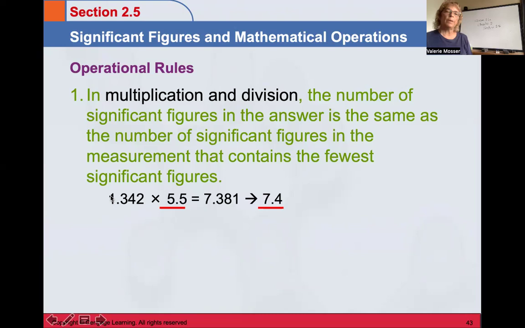So when we take a number like 1.342 and multiply it times 5.5, this first number has 4 sig figs. The second number has 2. Our answer on the calculator has 4. But the answer has to have the same number of sig figs as the number with the fewest, which is 2. So we would round our number to 2 sig figs. 7.381 rounds up to 7.4, because the digit 8 is greater than 5.